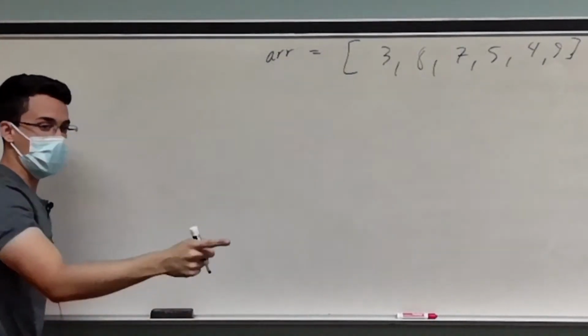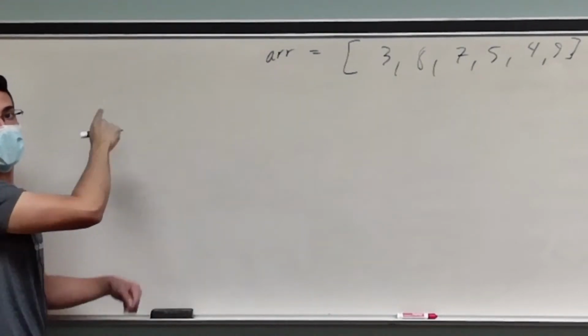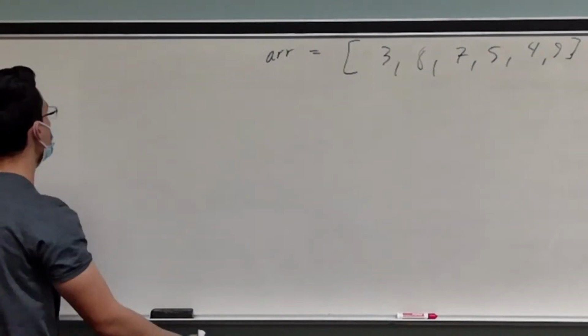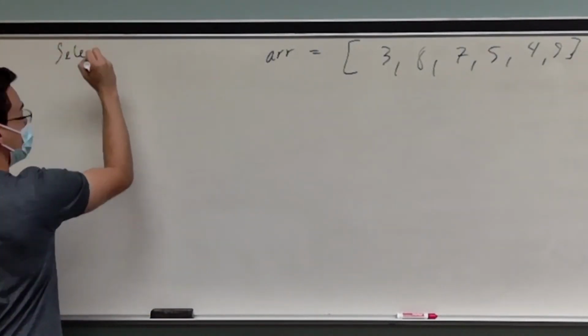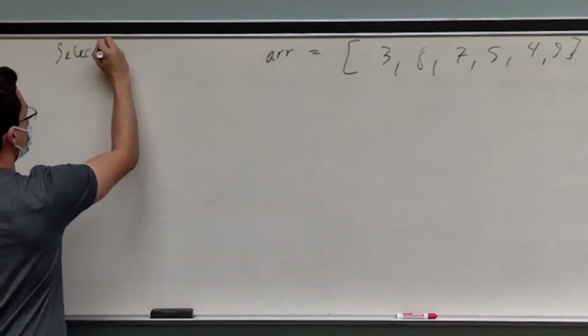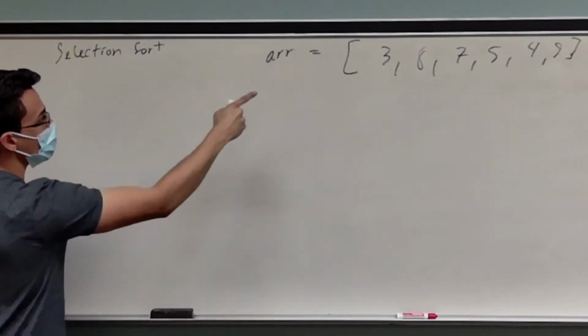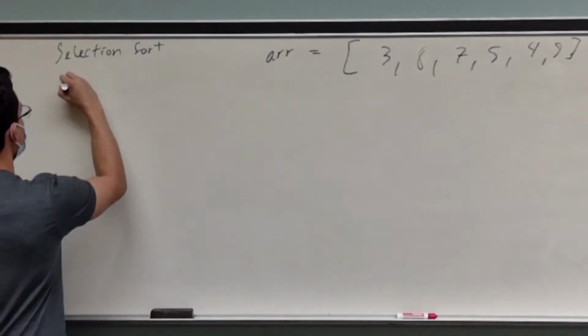So what he was saying before was to get the minimum and put it in the first value, so that we don't have to do so many swaps. And that is selection sort. We select the minimum.